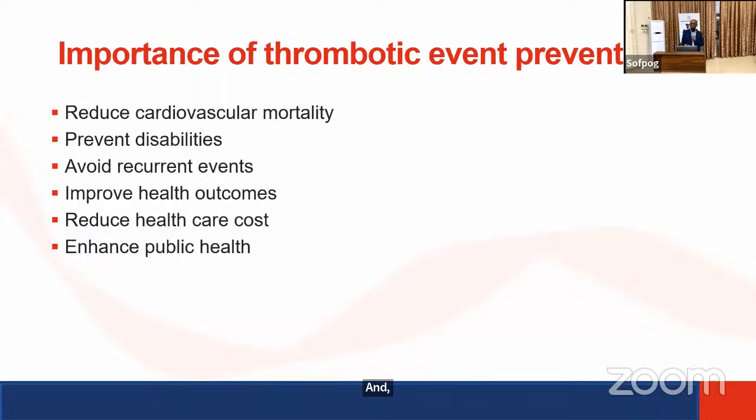So once you put in your measures, it will prevent the person from having recurrent events, like people with ischemic stroke. Once you get a person and you put in the measures, secondary stroke prevention and all that, the patient is less likely to get a recurrence. And then it's good for overall health outcomes. It also reduces healthcare costs and enhances treatment in public health. So these are the advantages that we get if we are able to prevent our patients from getting stroke or myocardial infarction.